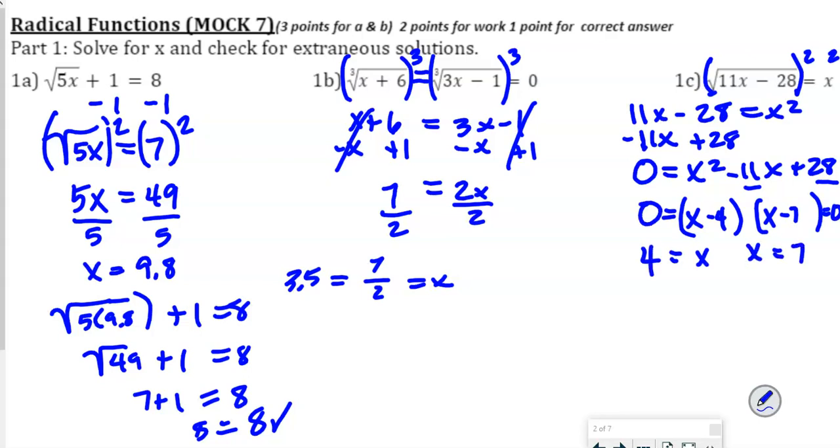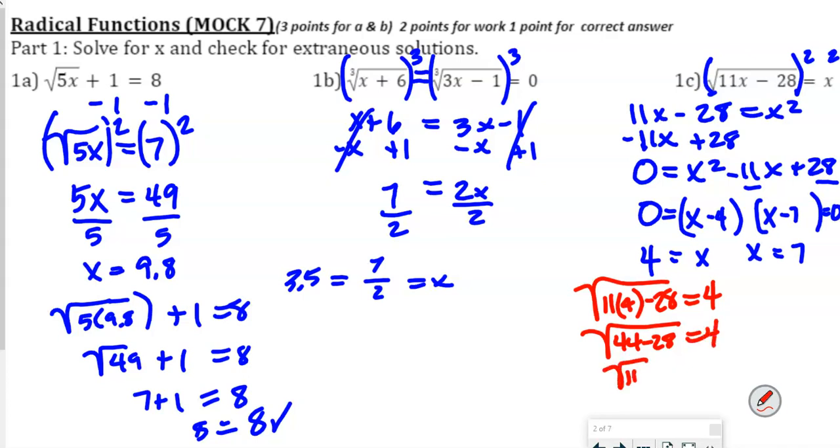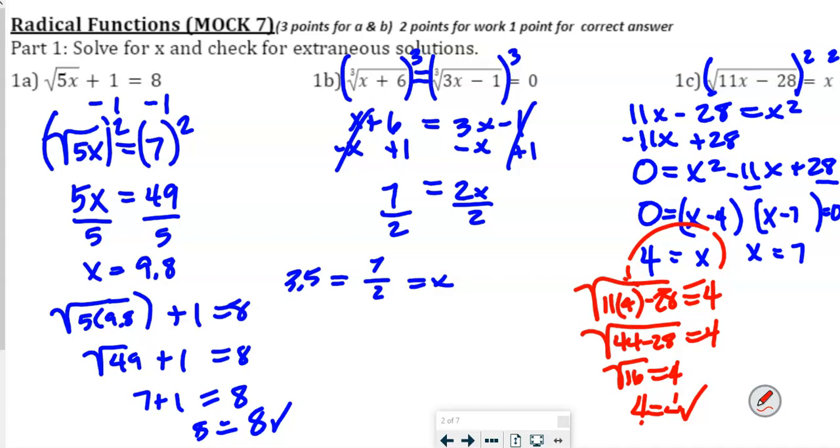Now what we want to do with those, because again this is a square root, we've got to check them. So we're going to plug them back into the original equation. I'm going to do 11 times 4 minus 28, and does that equal our 4? So this is 44 minus 28, and the square root of 16 equals 4. So yes, 4 equals 4. So that one checked out. That's definitely one of my answers, okay? And let's check the other one. This one we're going to do the same thing.